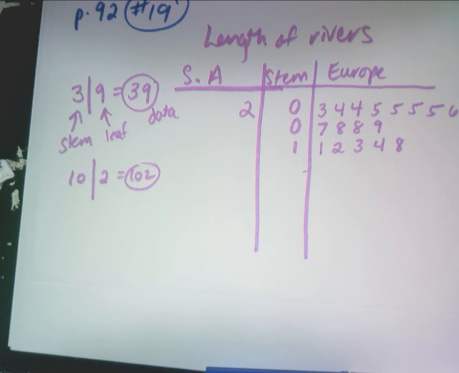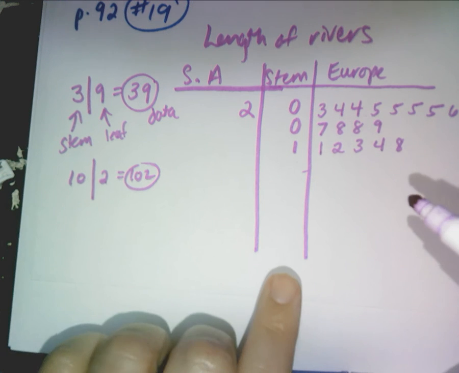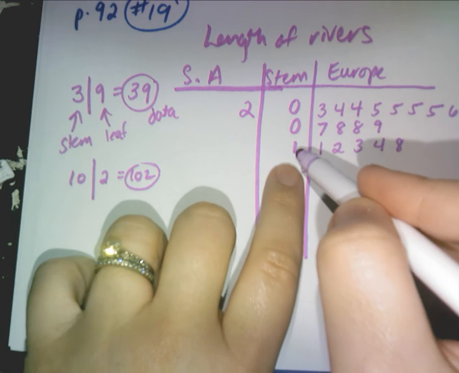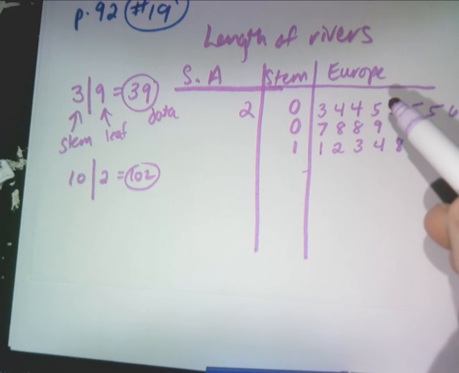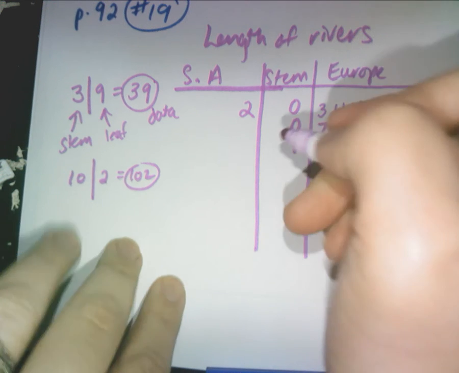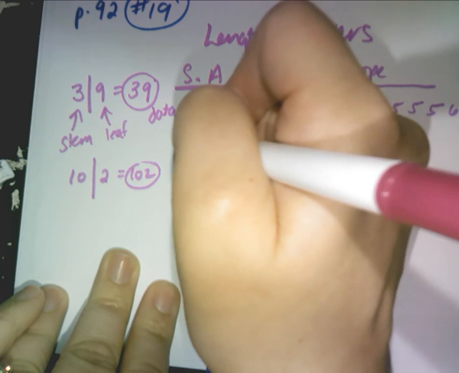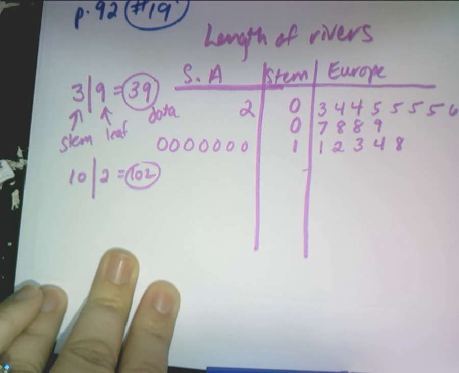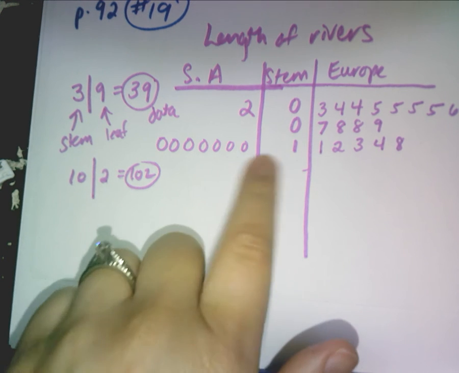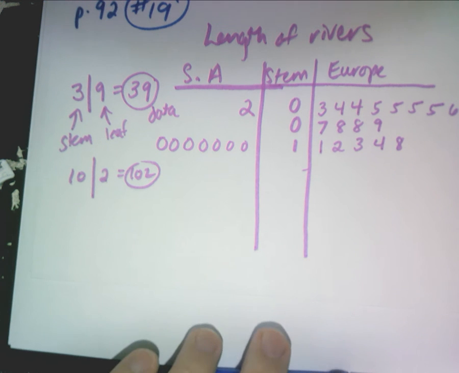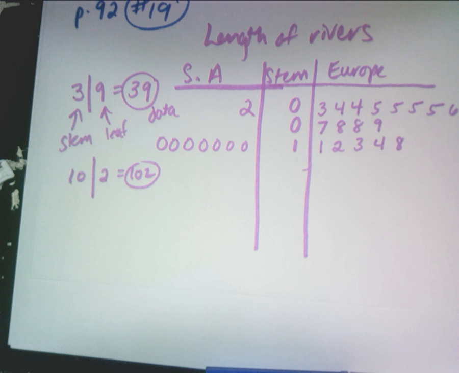What's my next lowest number? 10? How many 10s do I have? 1, 2, 3, 4, 5, 6, 7. Yeah, okay, so now where am I going to write 10, everybody? On the left side, but where? Do I put it with the 0? No, on the 1. On the 1, because your stem is a 1, and then how many zeros do I write? 7. That's crazy. That means you have 10 South American rivers in, what were we talking about? In hundreds of miles, okay?